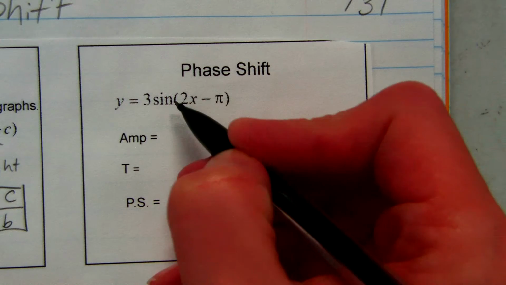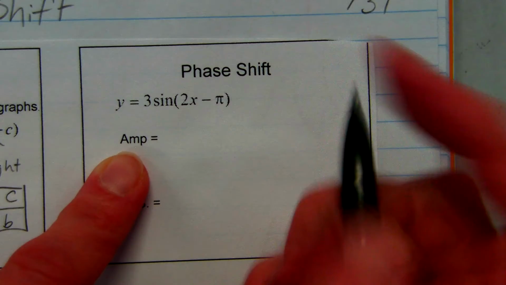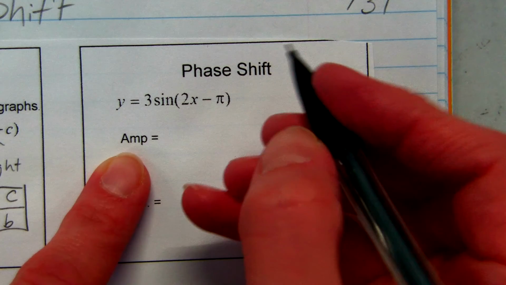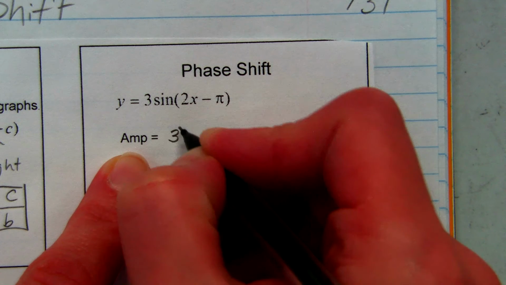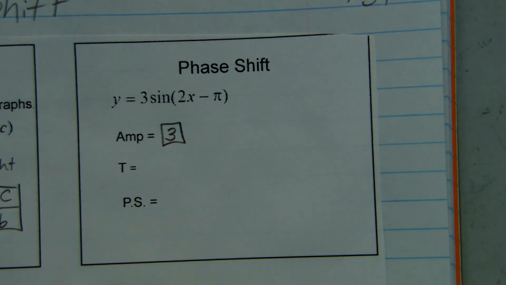So we have 3 sine of 2x minus pi. The amplitude is still the same thing. It's the number in front of your sine or cosine, so the amplitude on this one would be 3. And remember, if there is a negative, that means reflection, and it doesn't affect the amplitude. The amplitude would still be positive 3.